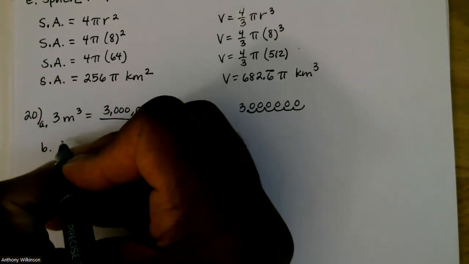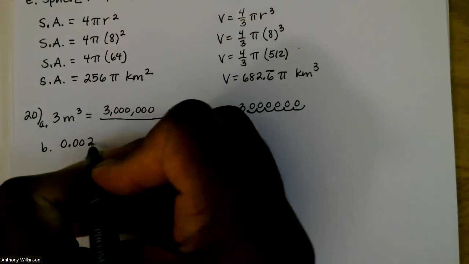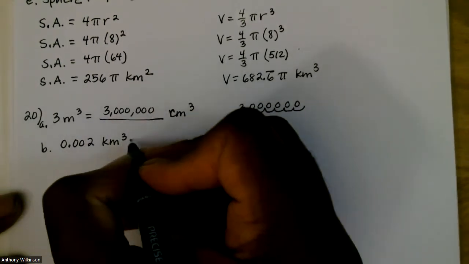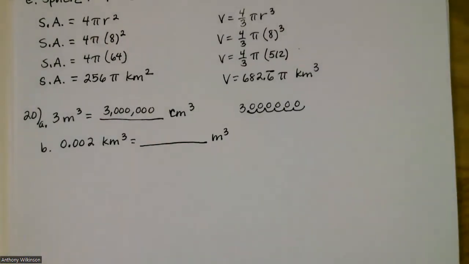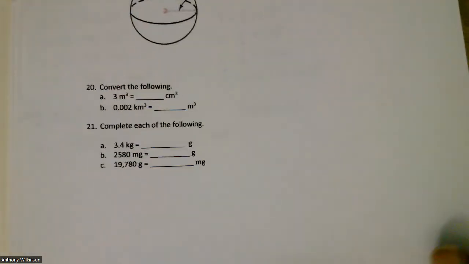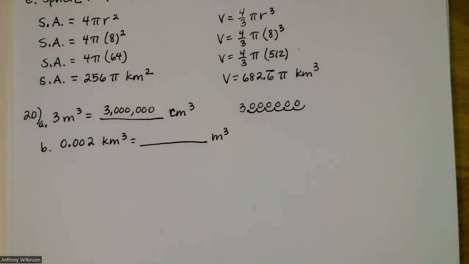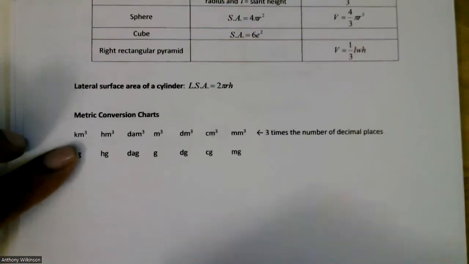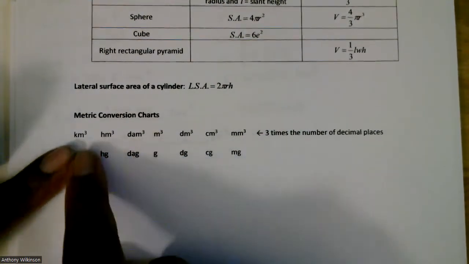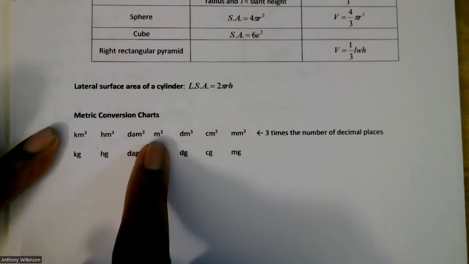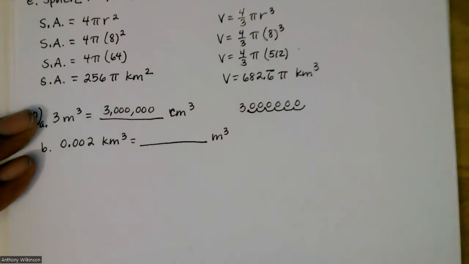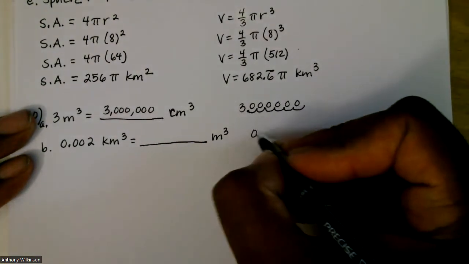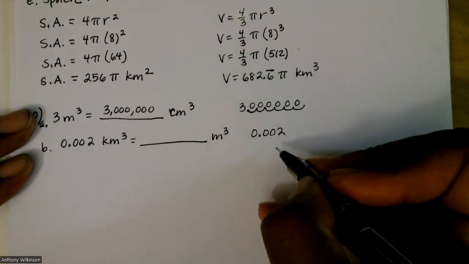Part B was 0.002 cubic kilometers is equal to how many cubic meters? And here's the problem that I got it from. Using the table, normally from kilometers to meters, you would go 1, 2, 3 decimal places to the right. But we have to do 3 times that, which is 9. So we have to move this decimal point in 0.002 9 places to the right.